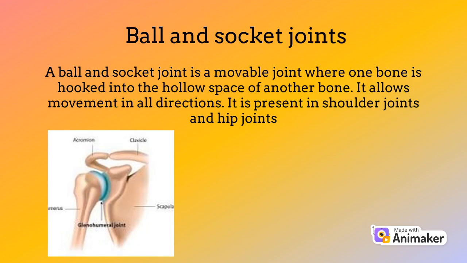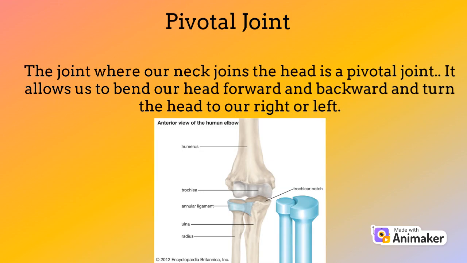Ball and socket joint. A ball and socket joint is a movable joint where one bone fits into the hollow space of another bone. It allows movement in all directions. It is present in shoulder joints and hip joints. Pivotal joint. The joint where our neck joins the head is a pivotal joint. It allows us to bend our head forward and backward and turn the head to our right or left.